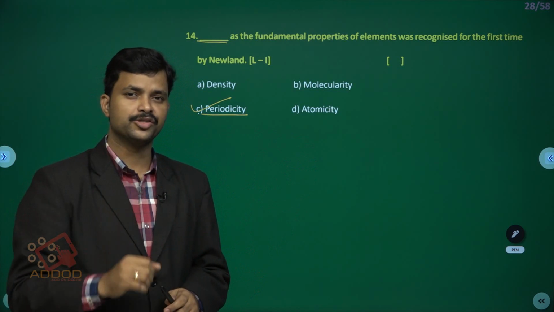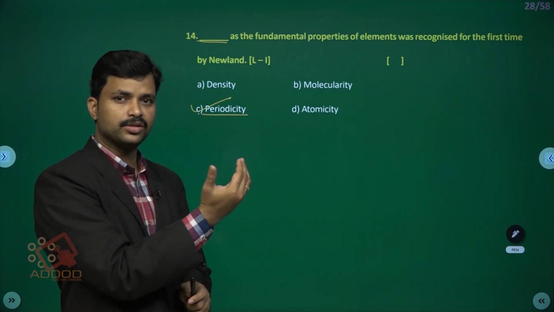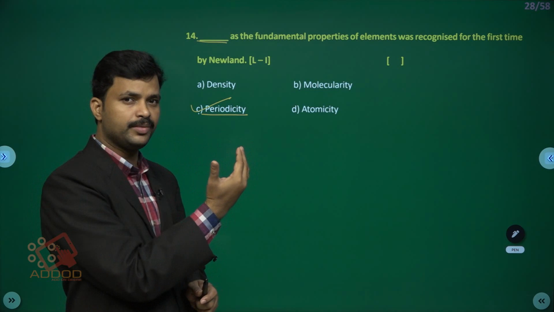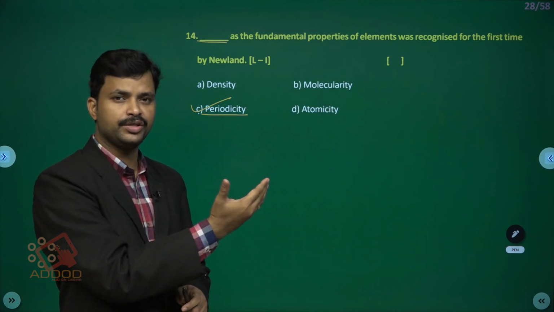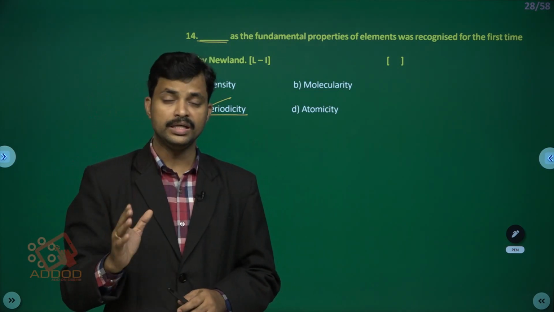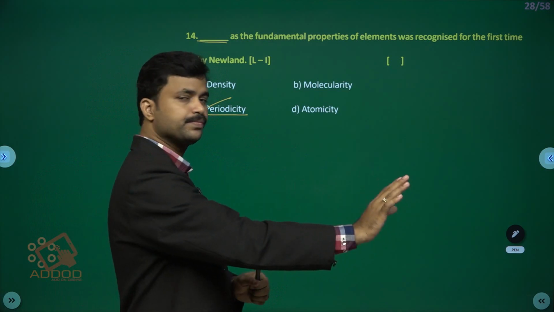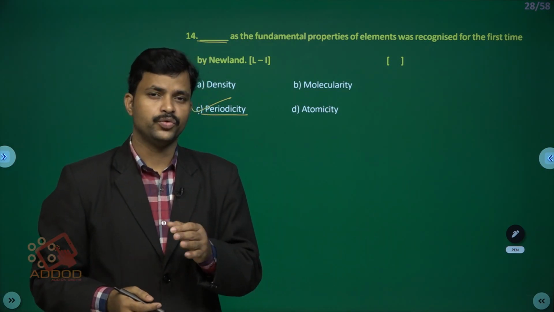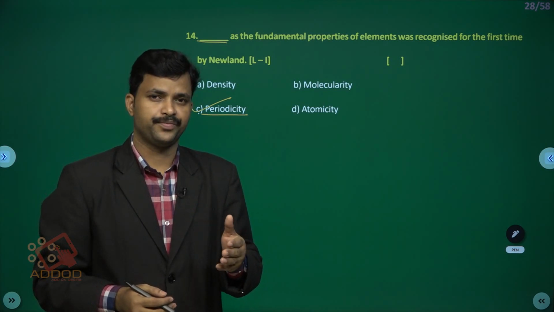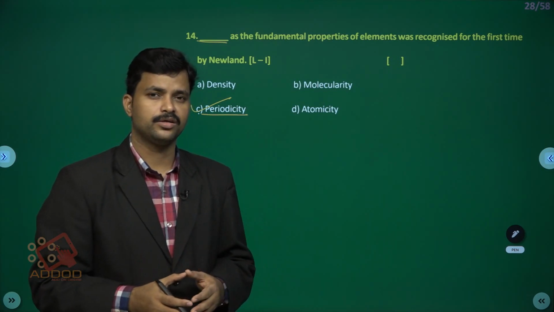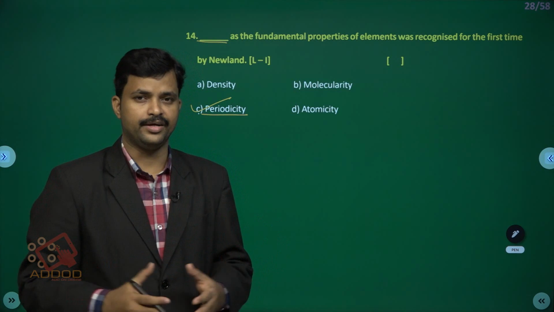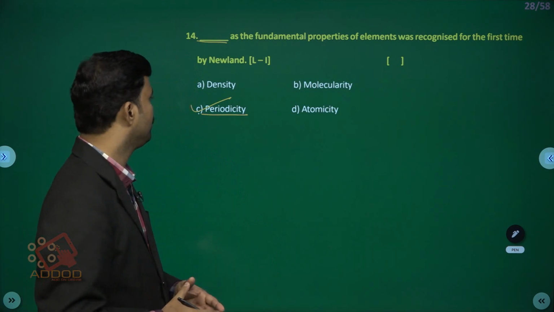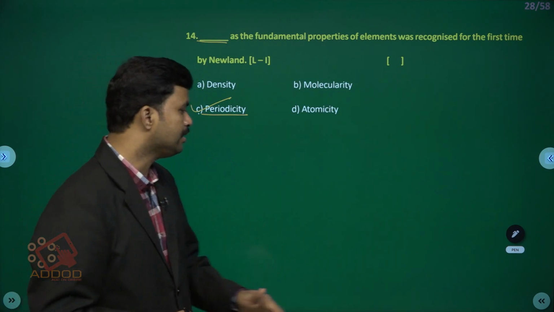You take atomic radius: left to right it decreases, up to the zero group elements, up to the 7th group elements atomic radius decreases, and then again the increase starts, again decrease, increase. That's the periodic trend. A property which gives a regular trend in a definite interval is called a periodic trend. Okay, a periodic property is called periodicity.